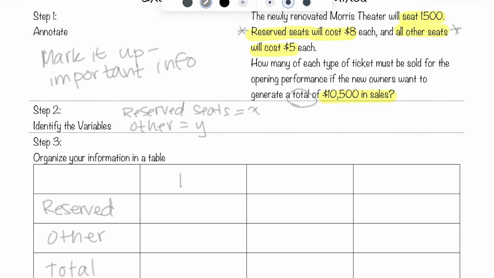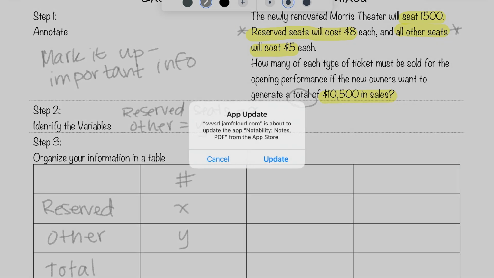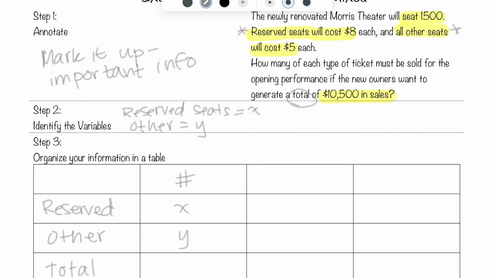So I have the number of seats. I don't know how many reserved seats there are. I don't know how many other seats there are, but I know that there are 1,500 seats total. Now money. So I know that reserved seats cost $8. I know all other seats cost $5. And I know that all together we want to generate $10,500.